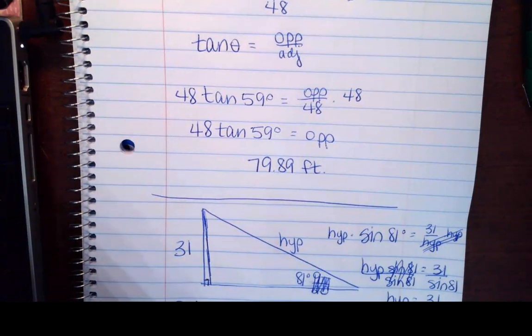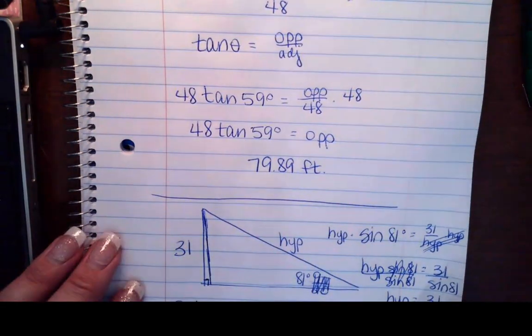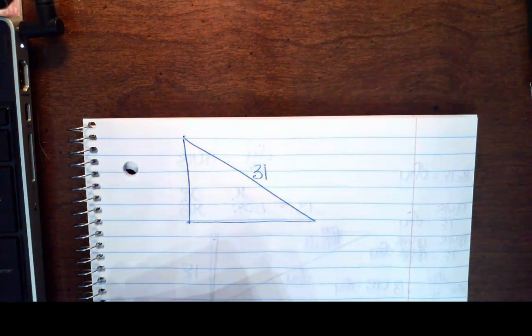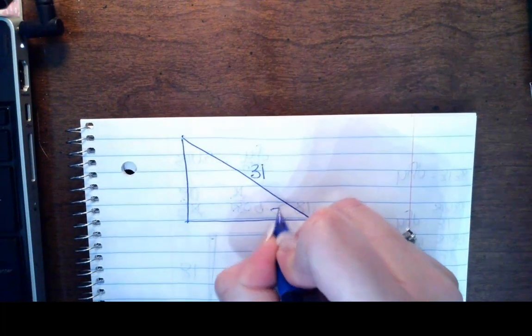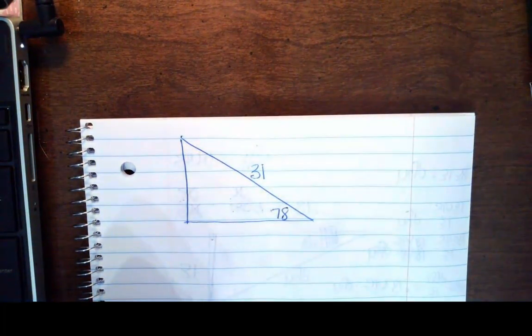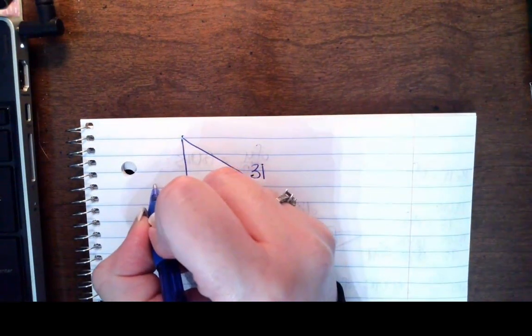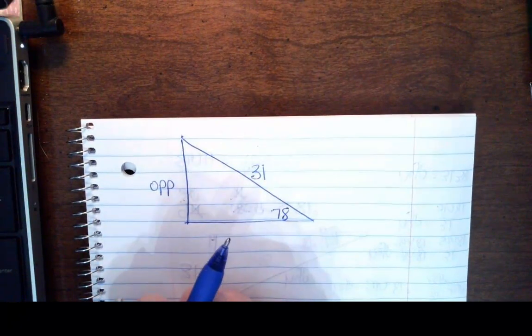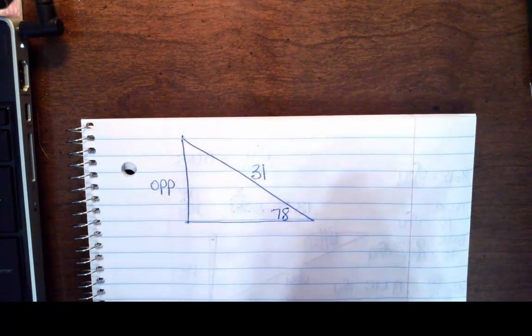Hang on, I'm looking for one. Making sure we cover everything. All right, a 31-foot ladder leans up against a building. So this time, the ladder is 31 feet, and the angle between the ground and the ladder is 78 degrees. How high does the ladder reach up the side of the building? So I'm looking to see how tall this thing is when it hits the side of the building. And we're going to round to the nearest hundredth.